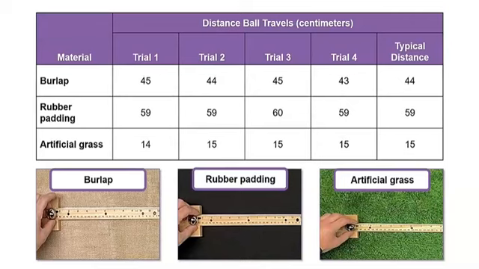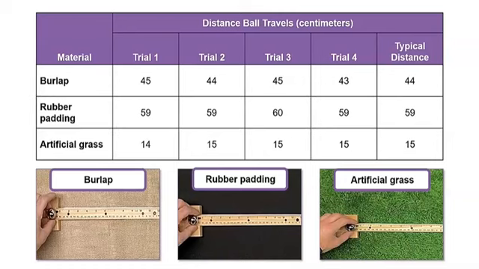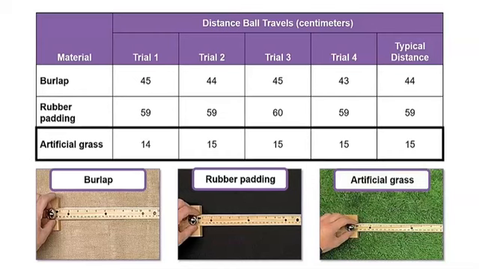So how did the friction acting on the ball compare for each material we tested? Let's look back at our data. On which surface was the force of friction the weakest? The ball rolled the farthest on the rubber padding, so the force of friction wasn't very strong at all. On which surface was the force of friction the strongest? The force of friction was strongest for the artificial grass since the ball stopped at the shortest distance on that material.